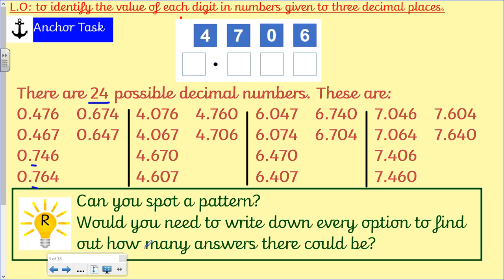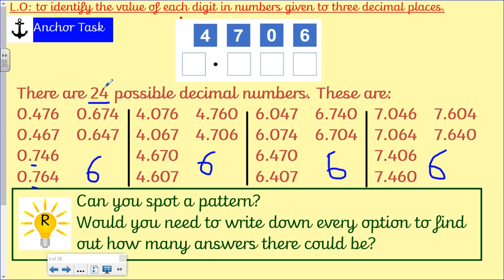Down here then, there's just a little sneaky reasoning problem. Can you spot a pattern? I'm hoping that the way I've set these out, you will be able to see what's going on here. So when we've started with a 0 in the ones column, there's 6 possible options. When we've started with a 4, there's 6 possible options. When we've started with the 6 in the ones column, there's 6 options. And I probably shouldn't need to say this, there's 6 options there as well.